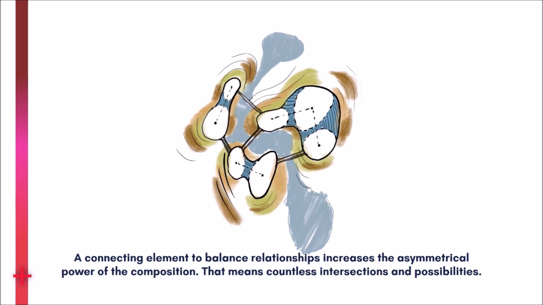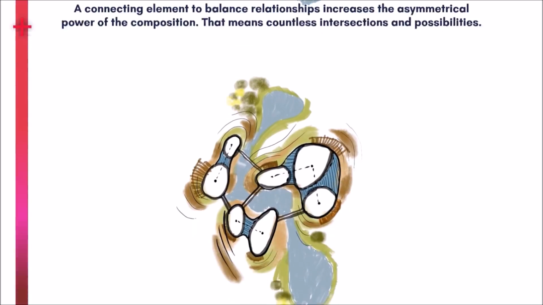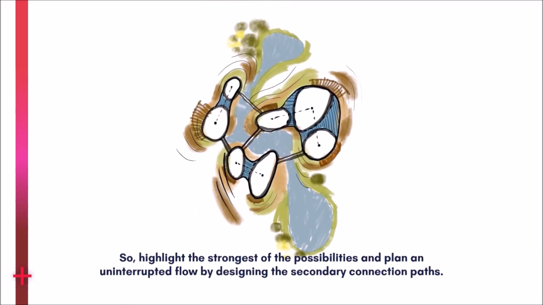A connecting element to balance relationships increases the asymmetrical power of the composition. That means countless intersections and possibilities. So, highlight the strongest of the possibilities and plan an uninterrupted flow by designing the secondary connection paths.